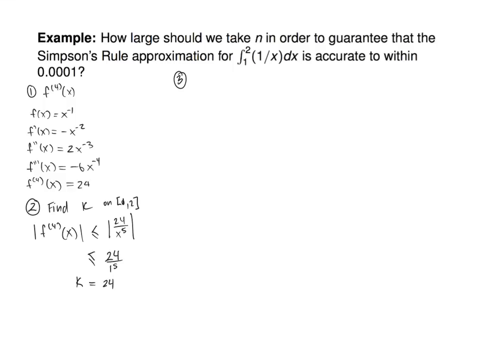Okay. And so we have the absolute value of the error for Simpson's rule less than or equal to 24 times (2 minus 1) to the fifth, over 180. Do we know n this time? No. And we want that less than 0.0001.